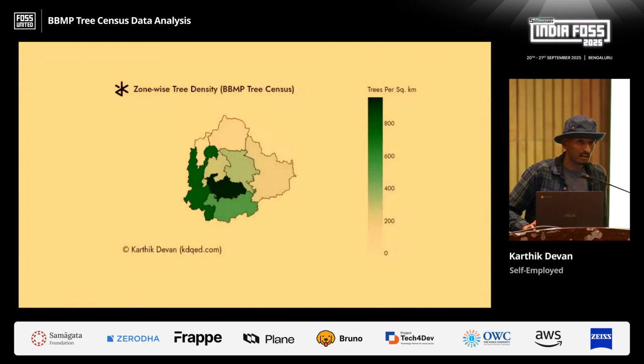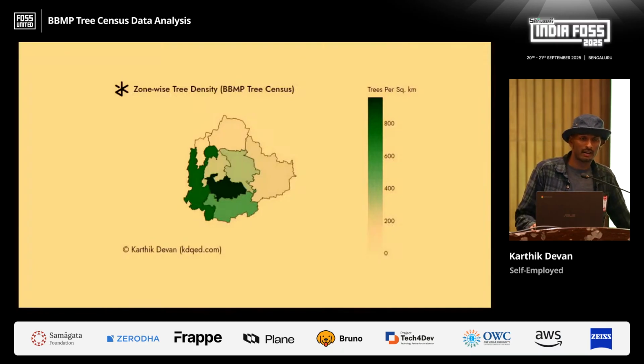And this is one more redundant map because I did this way back last year. But even then, it's kind of useful to see what's going on. So this is from the 8 zones that used to exist in the BBMP. As you can see, I think the darker color means more tree density. You can see that in the south and somewhere in the west, the tree density is more. And I think one of those zones didn't have any data.